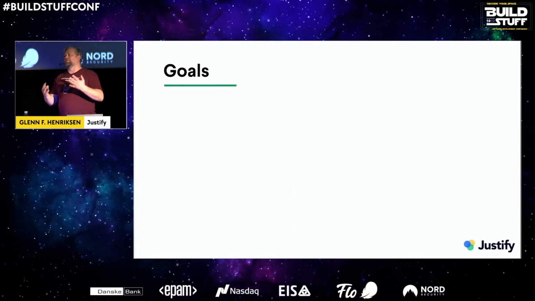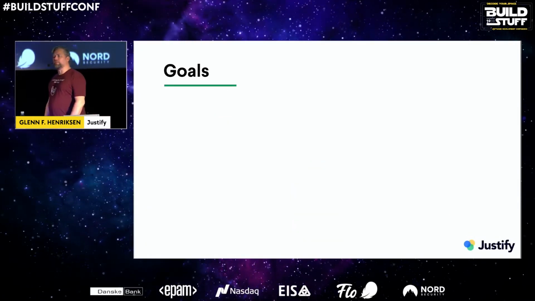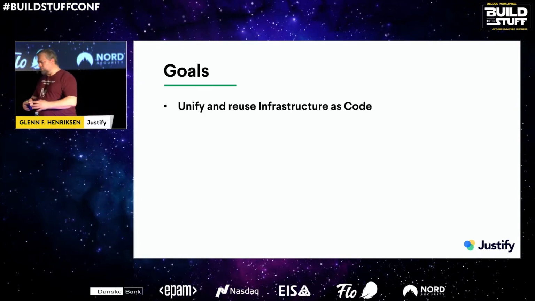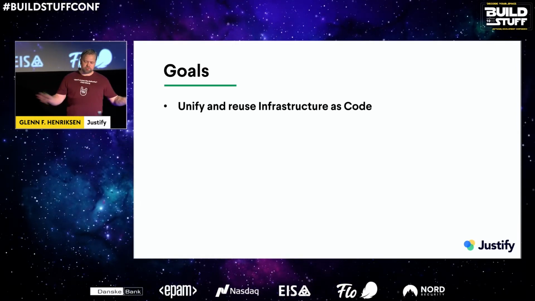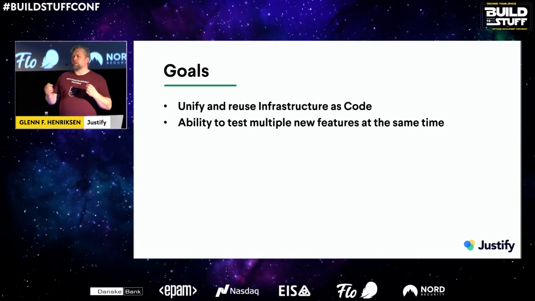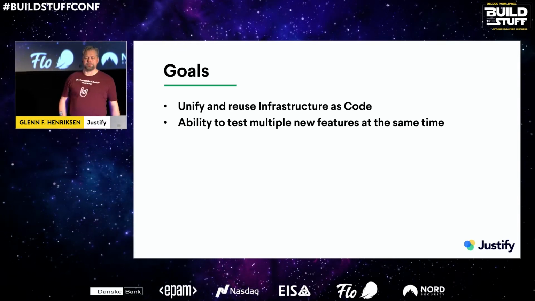So we had some goals that we wanted to achieve. The ideal situation. What would be the ideal outcome here? Well, we wanted to unify and reuse our infrastructure as code. We didn't want it spread out all over, so we needed to do something with that. We wanted to be able to test multiple new features at the same time. We currently couldn't do that.